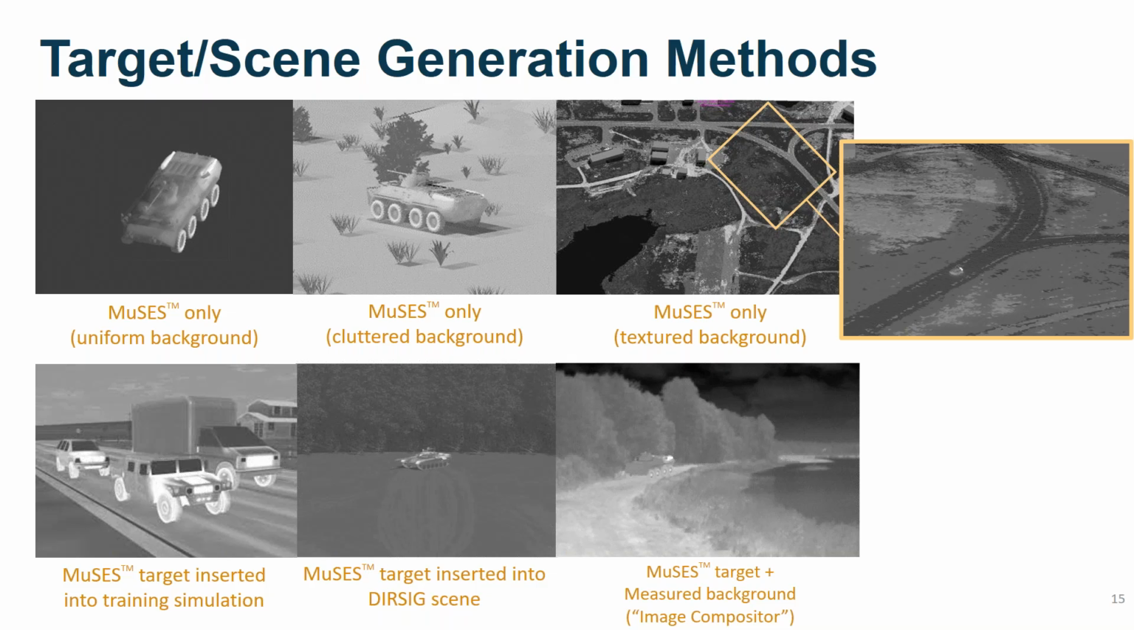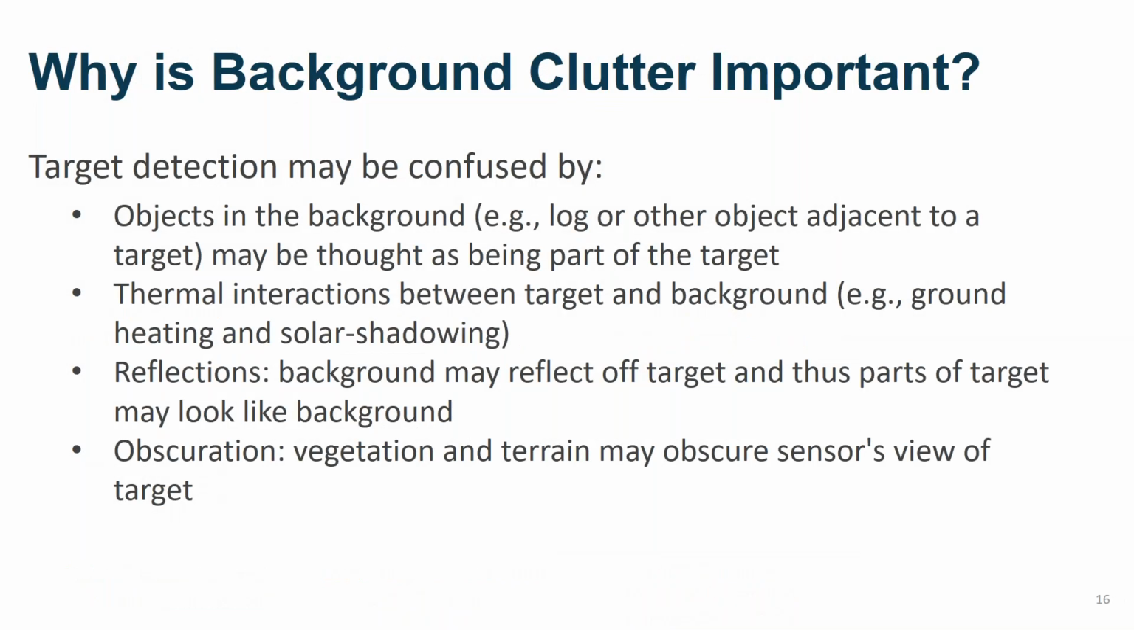All of these scenes implement some level of clutter and complexity because background clutter is very important when it comes to target recognition algorithms or target detection algorithms. And that added complexity and clutter helps to train the algorithm to pick out targets correctly as opposed to parts of the background, such as a solar shadow or a bush or any other object in the scene which is not an actual target.